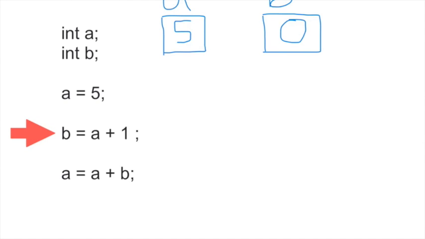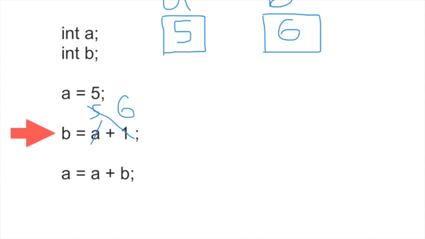So let us see how we're going to evaluate the expression on the right-hand side. The expression says a plus 1, right here. So what we're going to do then is first replace a with its value, and now we see what our expression really says is 5 plus 1. And 5 plus 1 evaluates to 6. So really what this statement says is b equals 6. So now the memory location for b, which used to hold 0, will now contain the value 6.